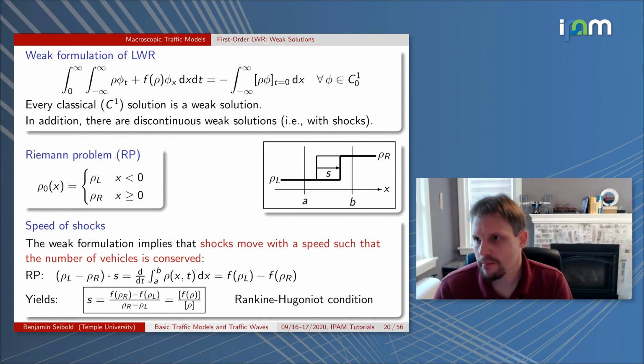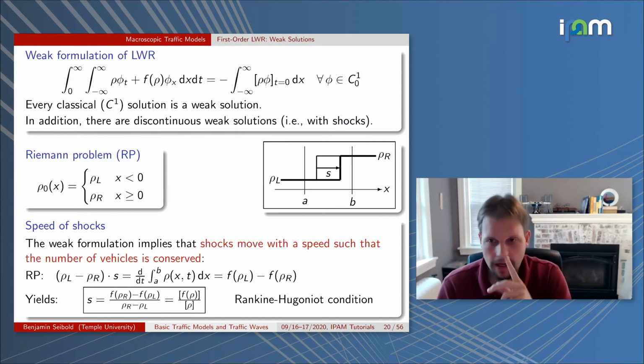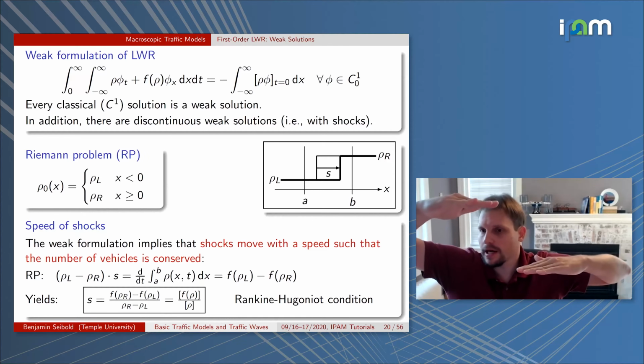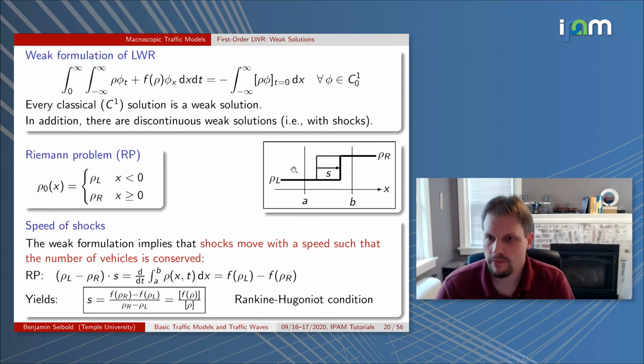The simplest setup is one where you just have the infinite road, infinite in both directions. You have one density rho L to the left, upstream, and one density rho R on the right, downstream. Then you have a shock in between. And now the question is, what is the speed of the shock? Well, the speed of the shock needs to be such that you have conservation of vehicles. Such a problem is called a Riemann problem.